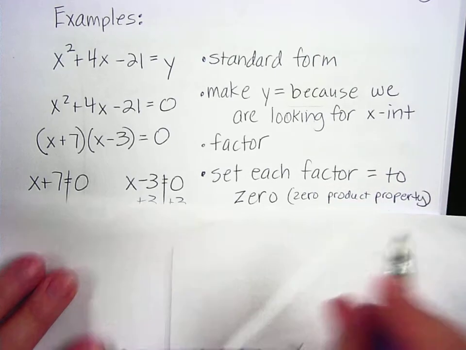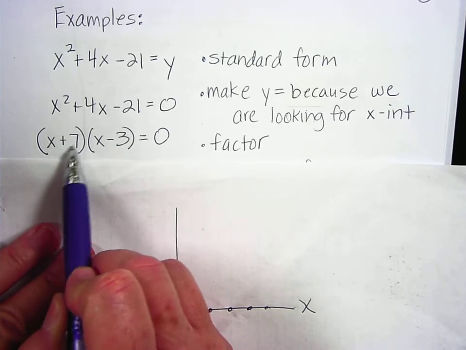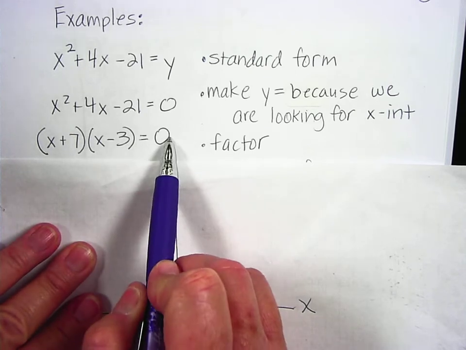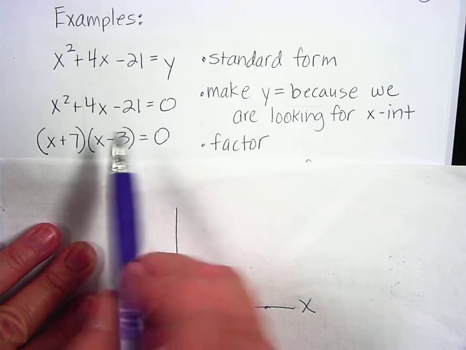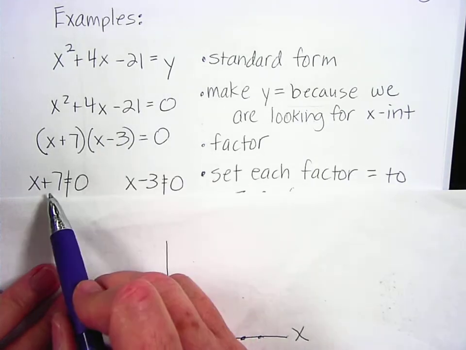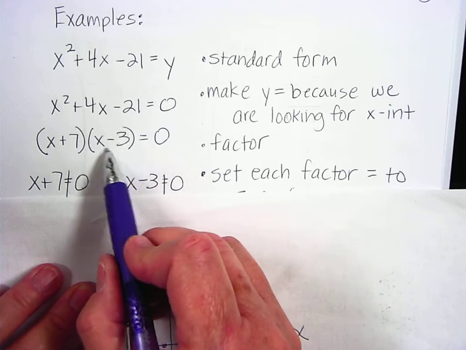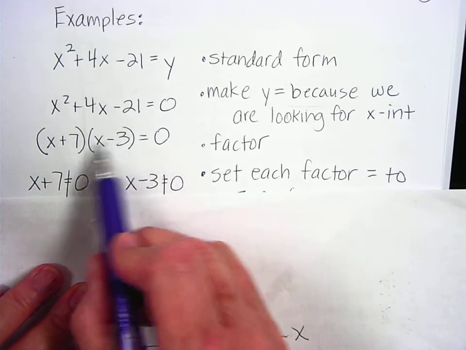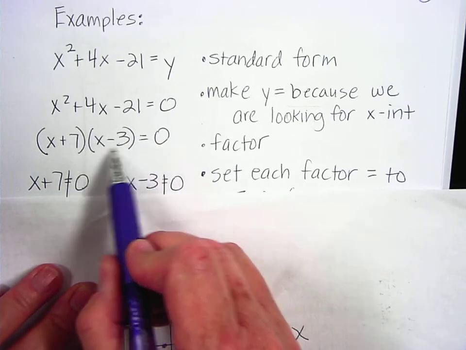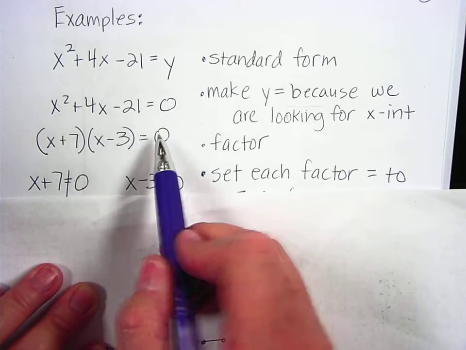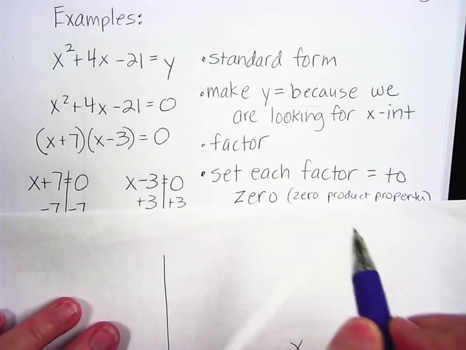If x plus 7 were to equal 0, then this whole equation would be equal to 0. It didn't matter what this is. So we're going to make x plus 7 equal to 0. If x plus 3 equals 0, then this whole thing is going to be 0, because 0 times this factor will equal 0. Anything times 0 is 0. That's the zero product property.